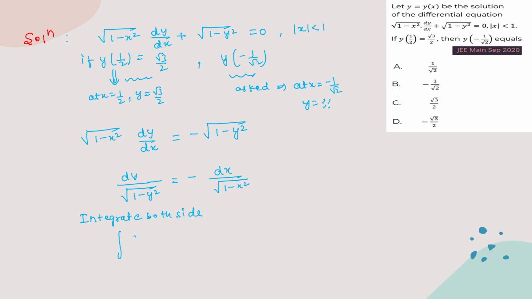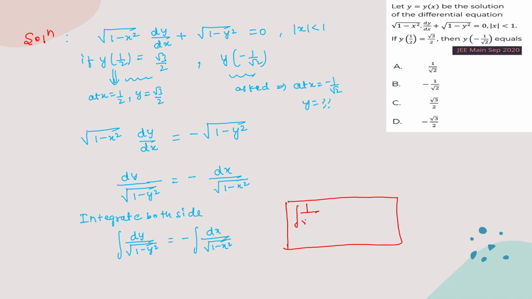As the moment you do the integration, it will become dy upon under root of 1 minus y square is equal to minus integration of dx upon under root of 1 minus x square. And after doing the integration, you will get a constant here. You might be remembering this formula. This was a direct formula, that integration of 1 upon under root of 1 minus x square dx was sine inverse of x. If it is y, it will become sine inverse of y. That is not an issue.